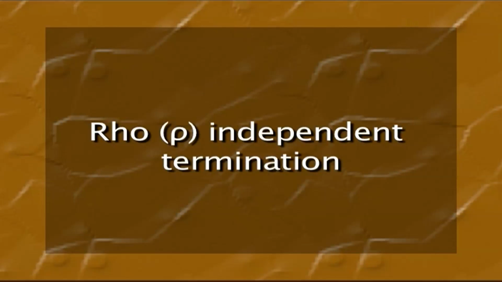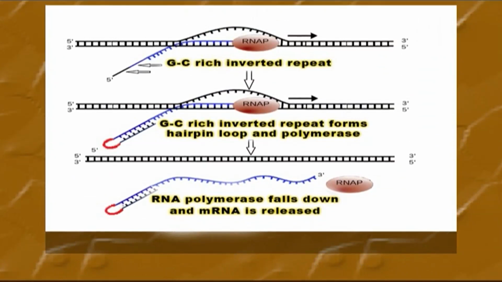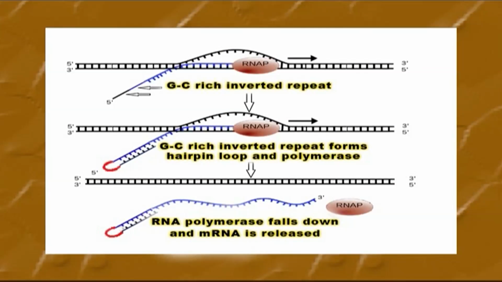Now, Rho-independent termination. There is a definite region of intrinsic sequences which causes the termination of the RNA chain in some genes. This may be due to two guanine-cytosine rich stretches at the end of the RNA transcript which are complementary to each other. These two guanine-cytosine rich stretches form an intramolecular hairpin structure. This type of structure is thermodynamically unstable and causes the fall of mRNA from the DNA template.